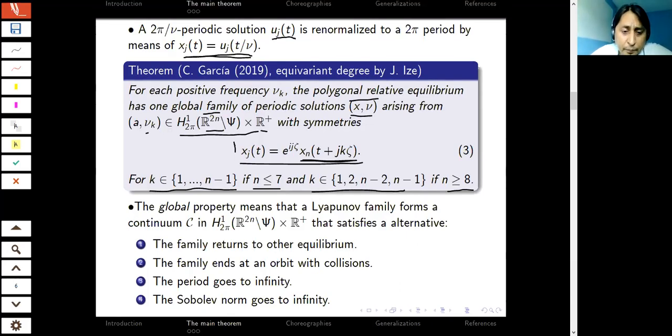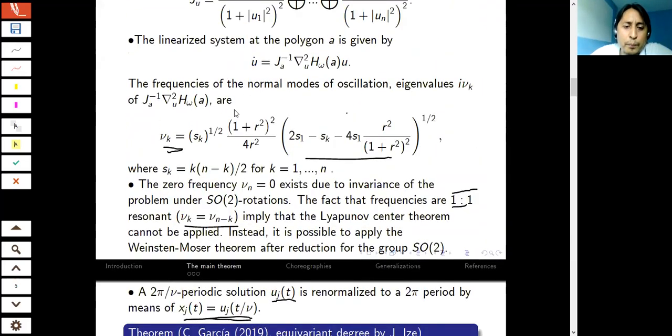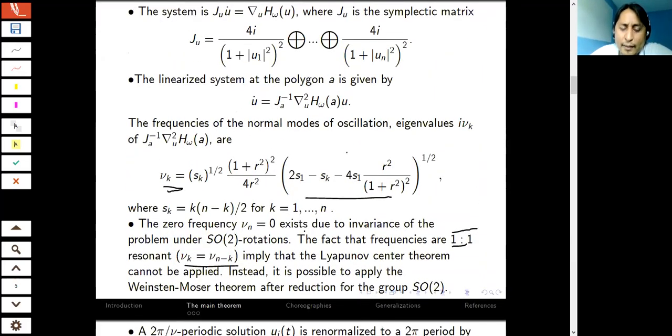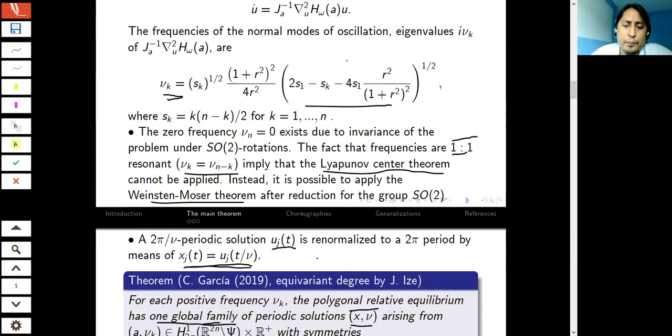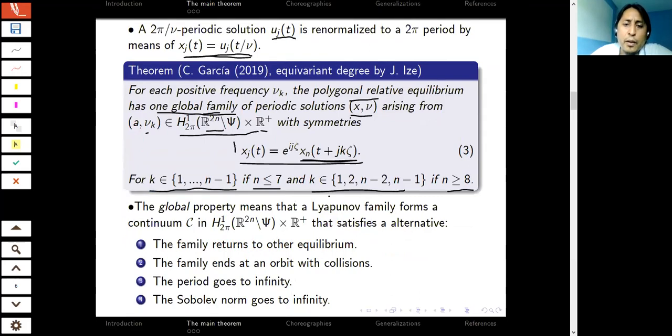So now here I say there is one global family. So what is a global family? A global family is a little bit different from the one obtained in the Lyapunov-Center theorem and the Weinstein-Moser theorem, because these are local theorems. I mean, the proof of existence of the periodic solutions in those two theorems is by the implicit function theorem, basically. While in this theorem, the proof is with equivariant degree.